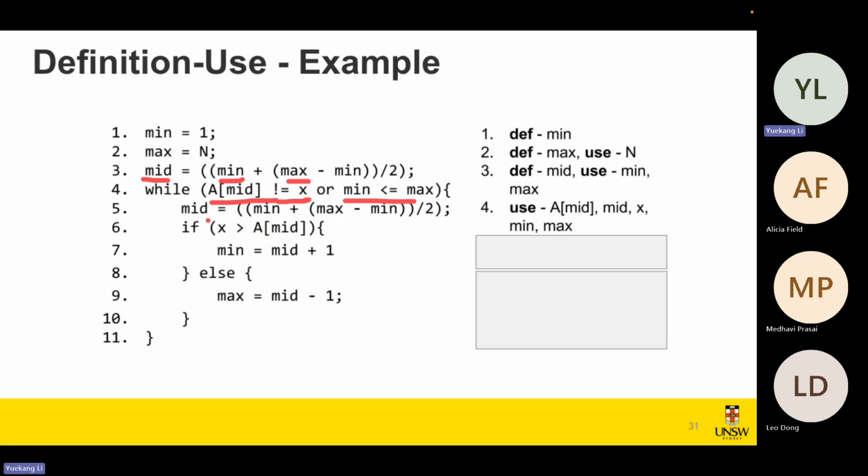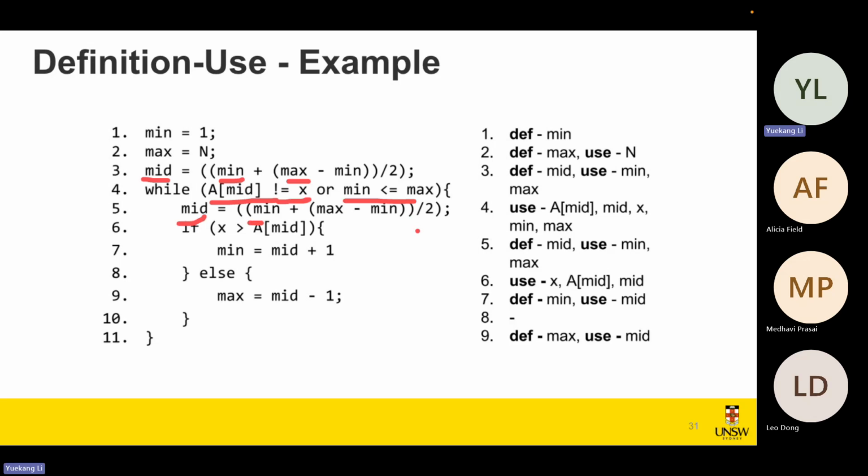What about the fifth line? Do we have another def for mid? Yes, right, because it's a value assignment. Every time we assign a value, it's a new def. So we have a def for mid, and we have a use of min and max, and so on. So you can just use the rest of them as a practice.